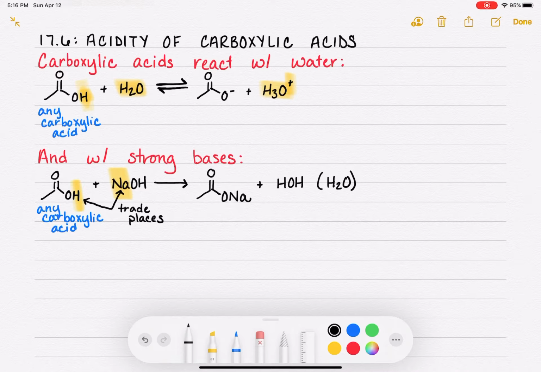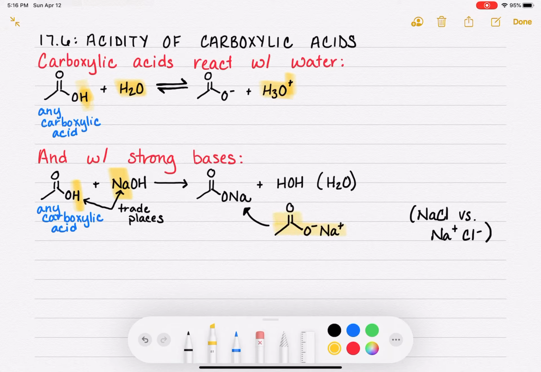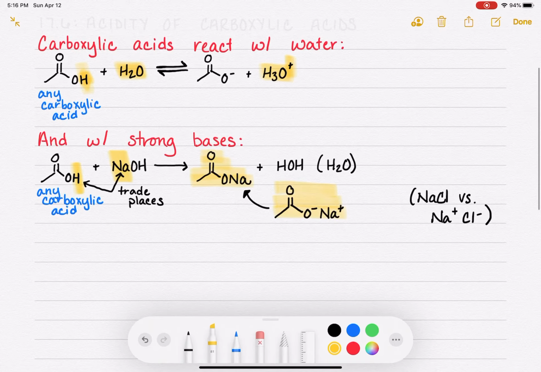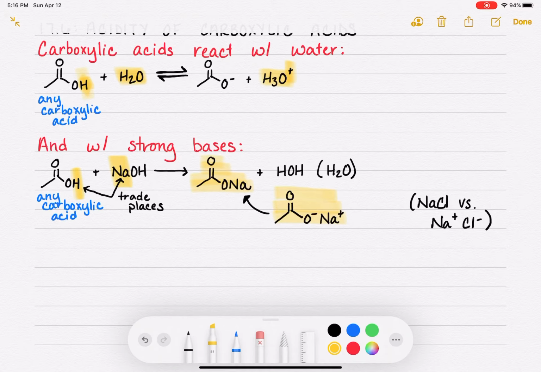You may also see this product right here sometimes written as O minus, Na plus, where it's just showing you the cation and the anion of that compound. That's kind of similar to somebody writing NaCl or writing Na plus Cl minus, where we're just showing exactly what the cation is and what the anion is and what their charges are. So this form with the charges is exactly the same as this form right here without the charges. They're both representing the same thing. So these are the two reactions that carboxylic acids can do with either water or strong bases.